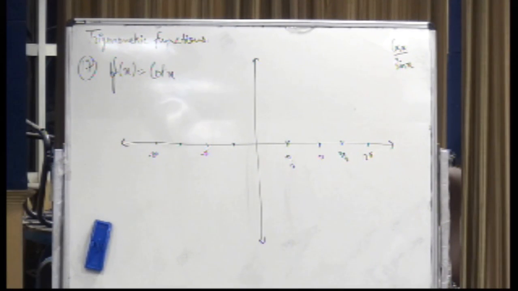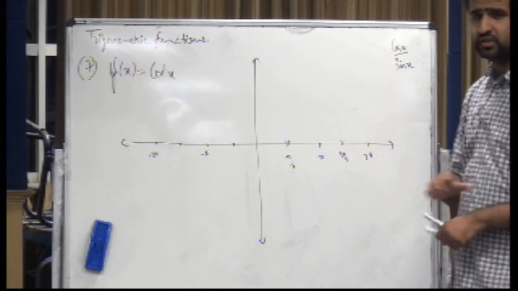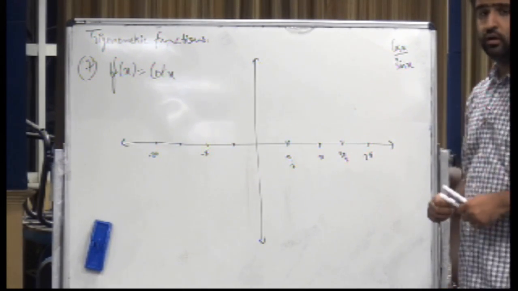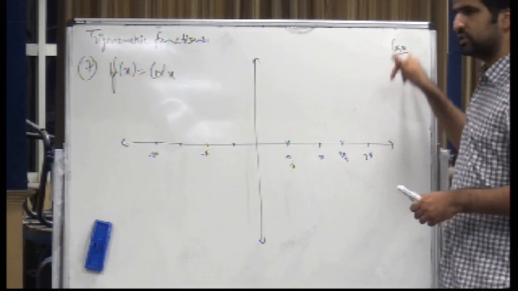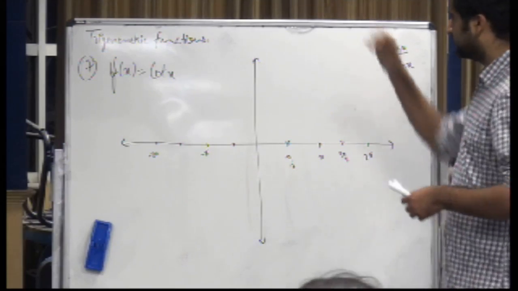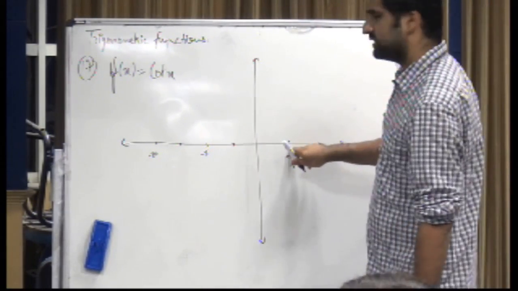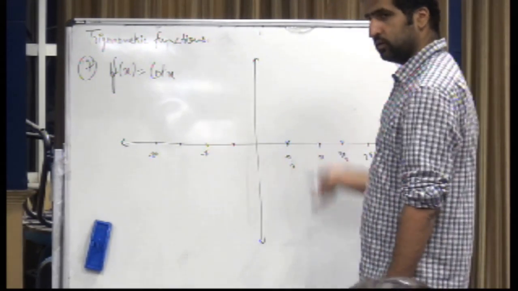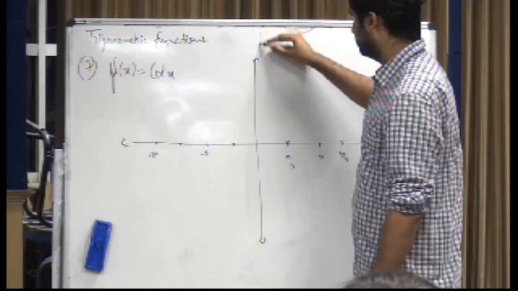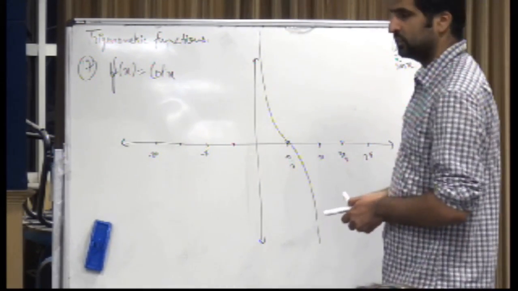Right? So the value of cot x at x is equal to 0 is not defined. At x is equal to 0, this is approaching positive infinity. So it's over here. And at x is equal to pi by 2, it's coming here. For x is equal to pi, negative. So something like this.